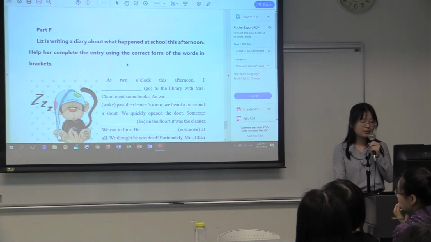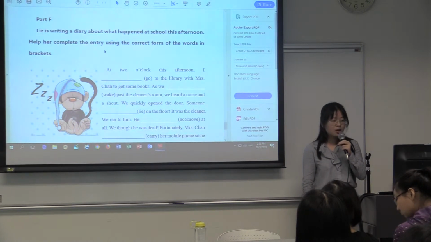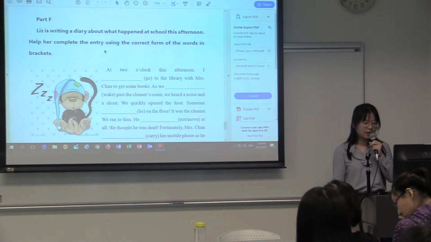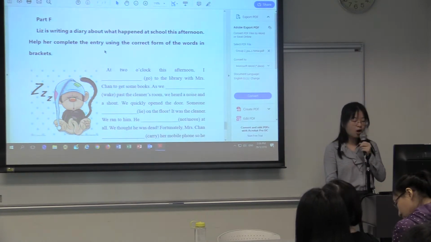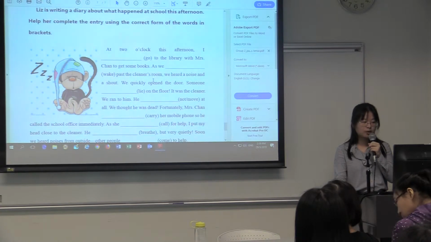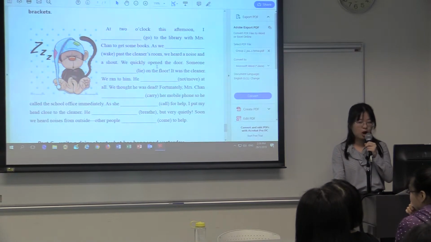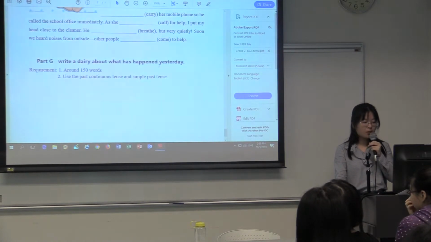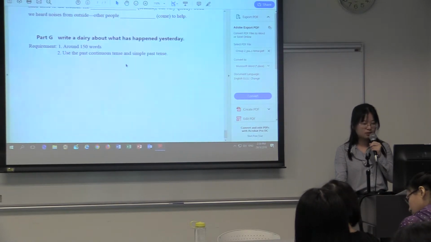Part 5 is an exercise to complete a short passage. This topic is really related to students' real life and is also given as an example for the final writing task. The purpose is to check the students' understanding and usage of the tense. The final part is the writing task. Students can use the tenses in a more practical way to finish the writing task.